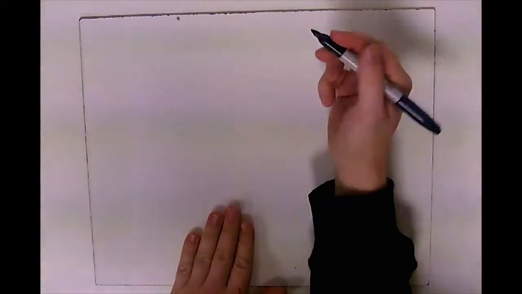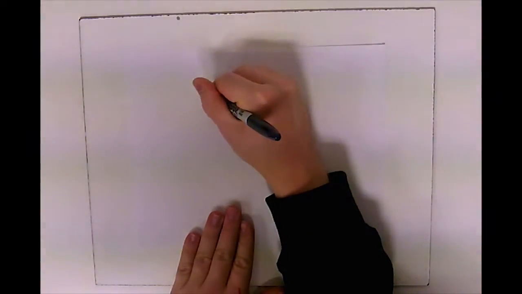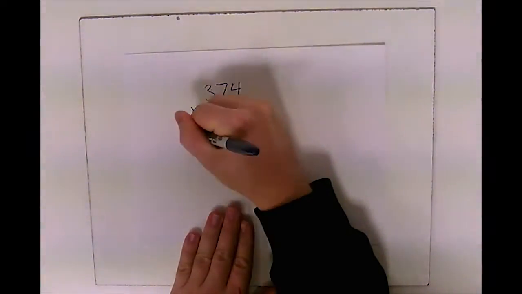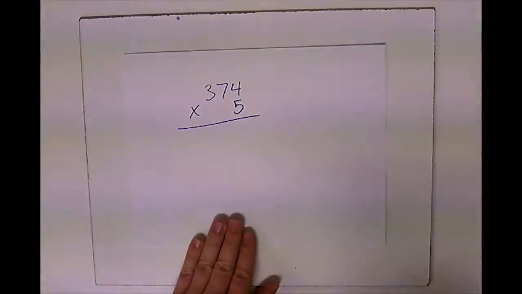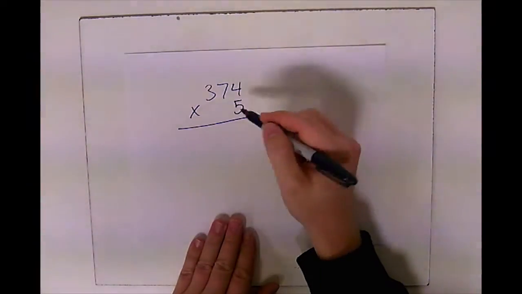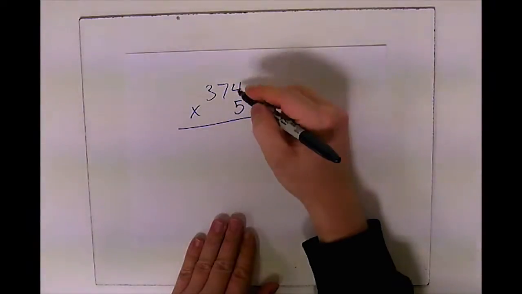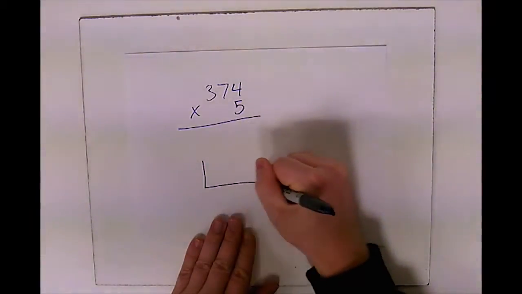Another way to do multiplication is by using partial products, but also using it with the box method, is what we call it. So let's take a 3-digit number and a 2-digit number, so 374 times 5. And we're going to use partial products for this a little bit differently than we used partial products before. So for this partial products, we're actually going to draw a box.